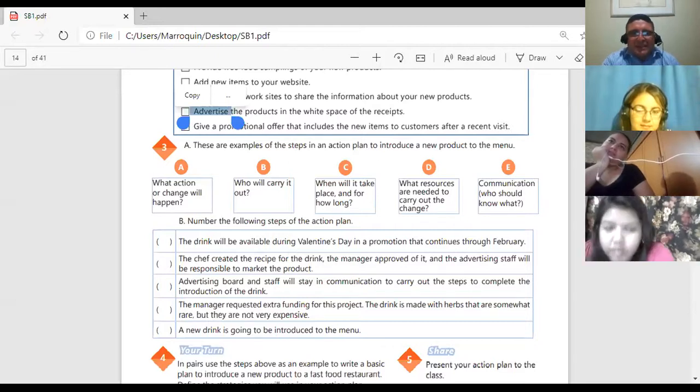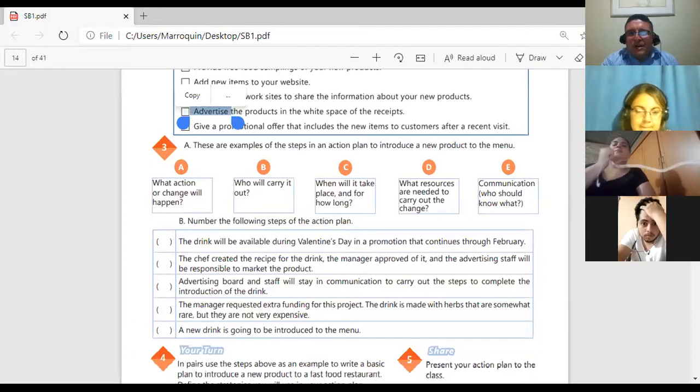Second parenthesis. Someone else? The chef creates the recipe for the drink. The manager approves it. For it, the advertising staff will be responsible to market the product. Very good.